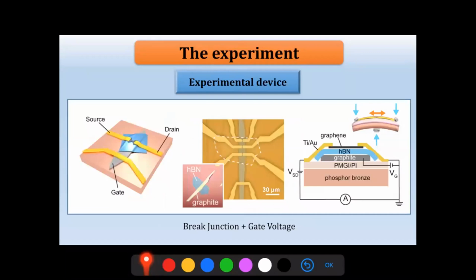Okay, so now let's talk about the work that concerns us now. In this new work, our experimental colleagues at Delft made this break junction device that is similar to that shown before, but now they add graphite here and hBN to be able to apply a gate voltage. So now the transport properties of the device as it bends can be analyzed with respect to both the bias voltage and the gate voltage applied in the central region of the break junction.